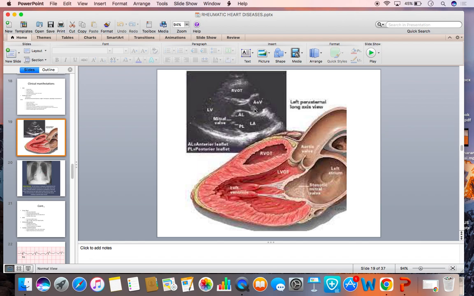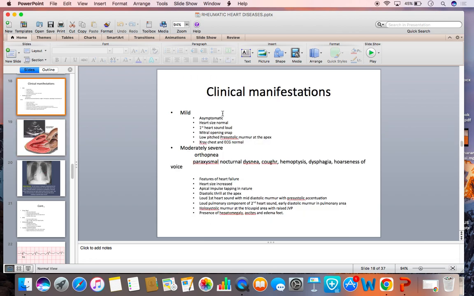echocardiography taken with the left parasternal long axis view, showing the left atrium, left ventricle, and the narrowing of the mitral valve. This is the anterior leaflet, this is the posterior leaflet of the bicuspid valve, that is the mitral valve. The orifice being narrowed, requires the left atrium to contract against resistance, thereby generating a gradient across the valve.